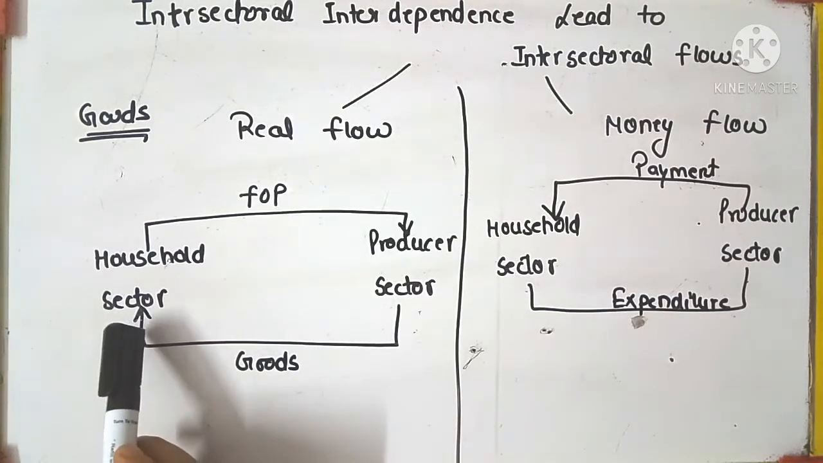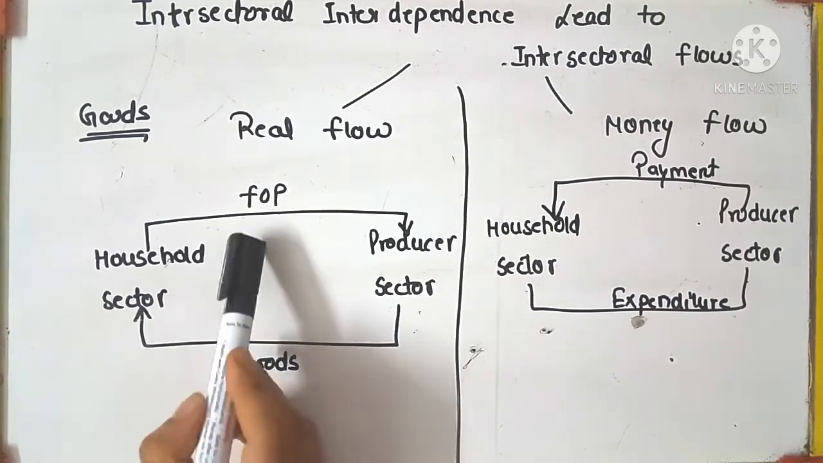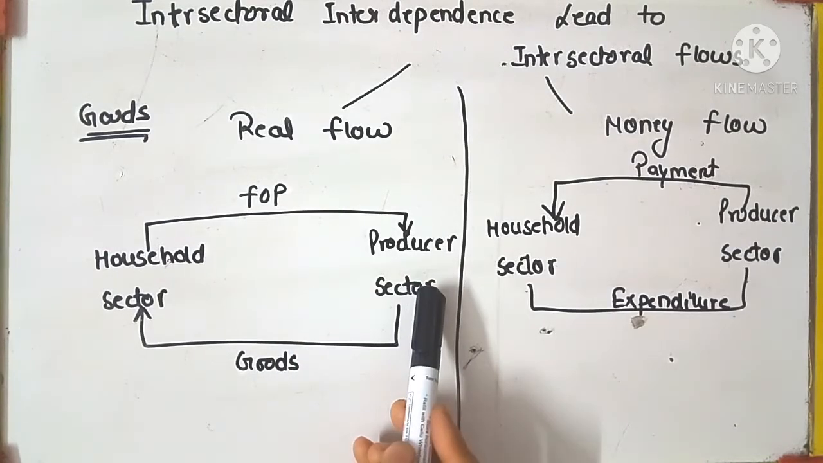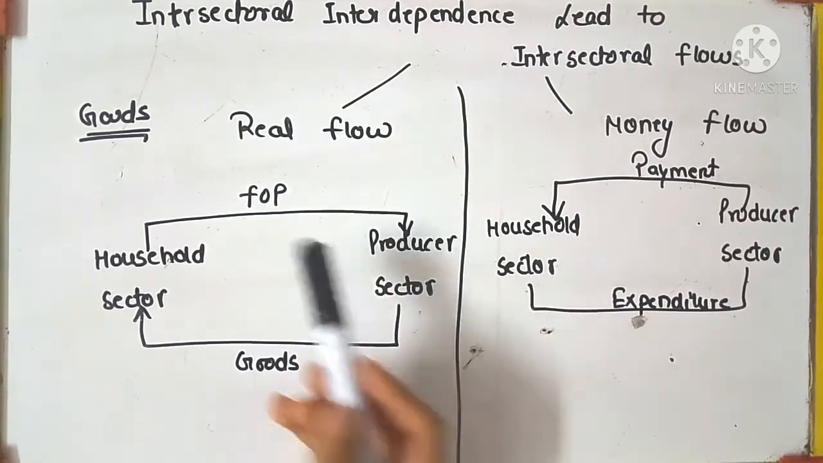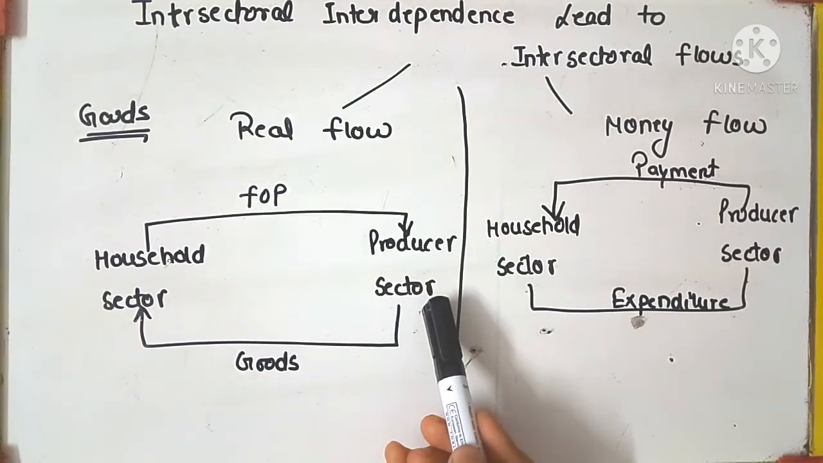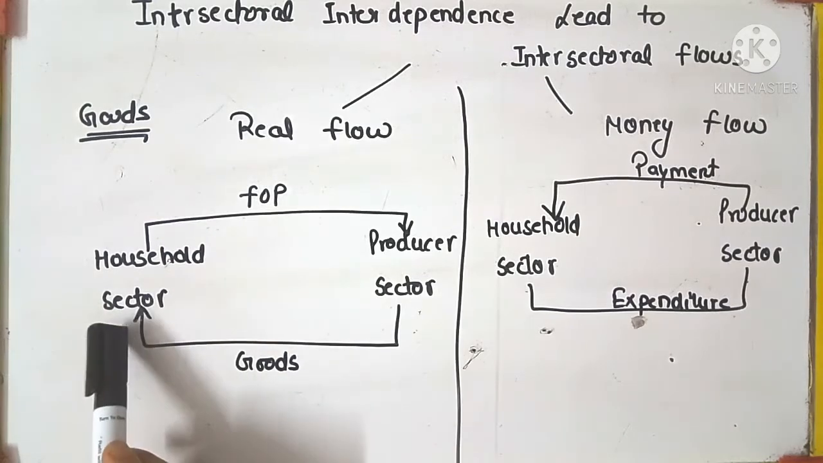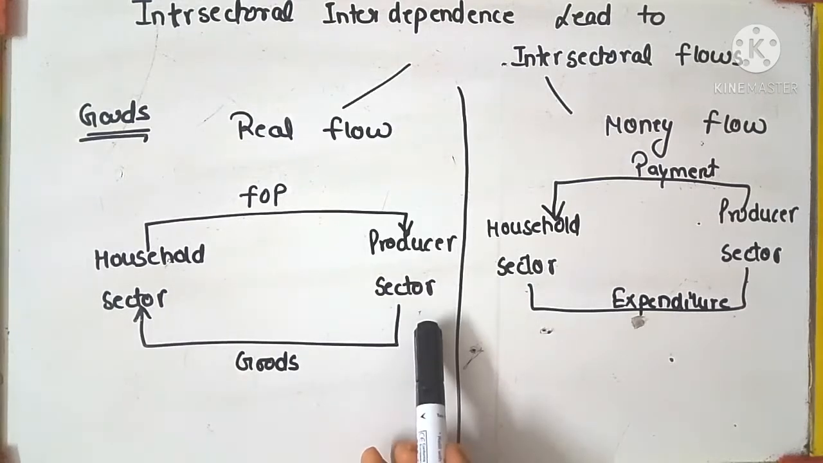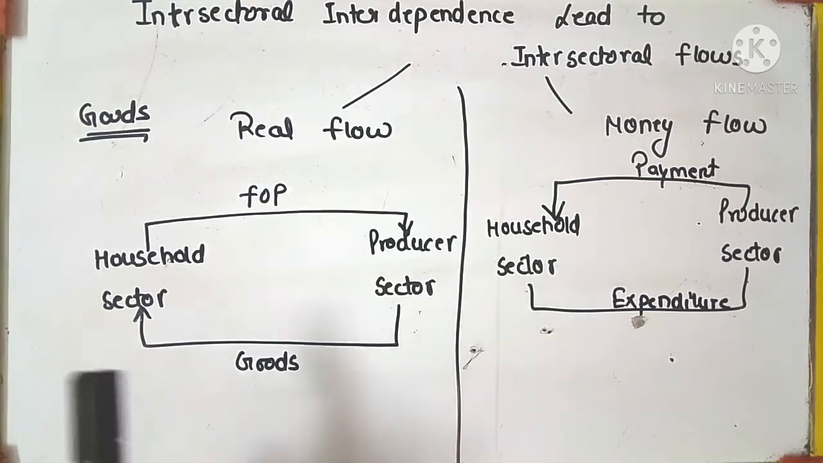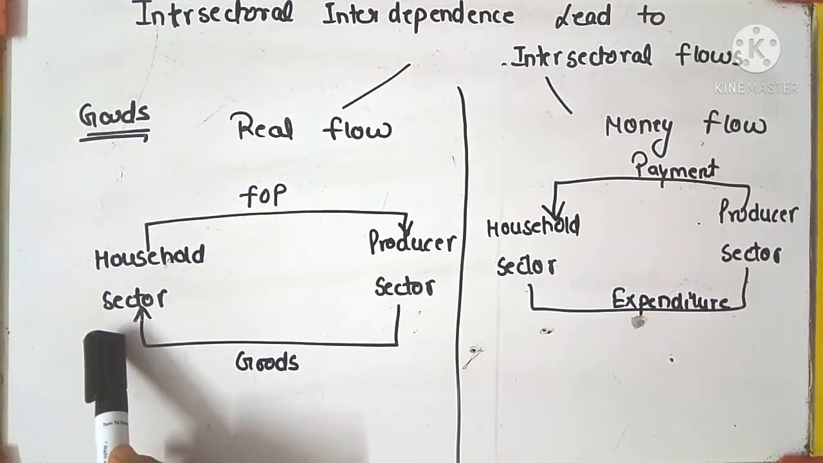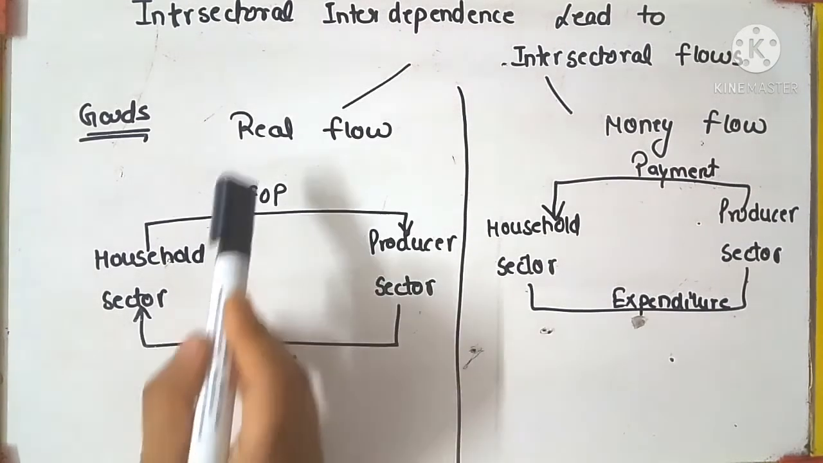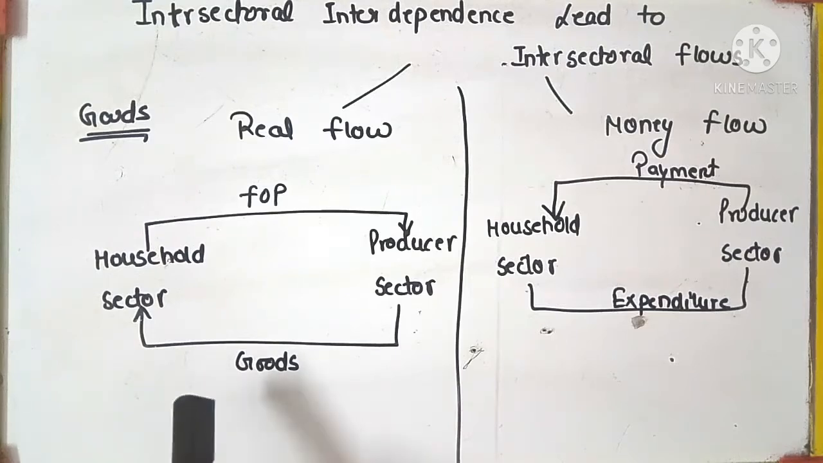As we know, the household sector provides factors of production to the producer sector, and by using these factors of production, the producer sector produces goods, and these goods are consumed by the household sector. So in this case, the household sector depends upon the producer sector and the producer sector depends upon the household sector. This is known as real flow. Here we are not discussing anything about money. Here we are going to discuss only goods and things.